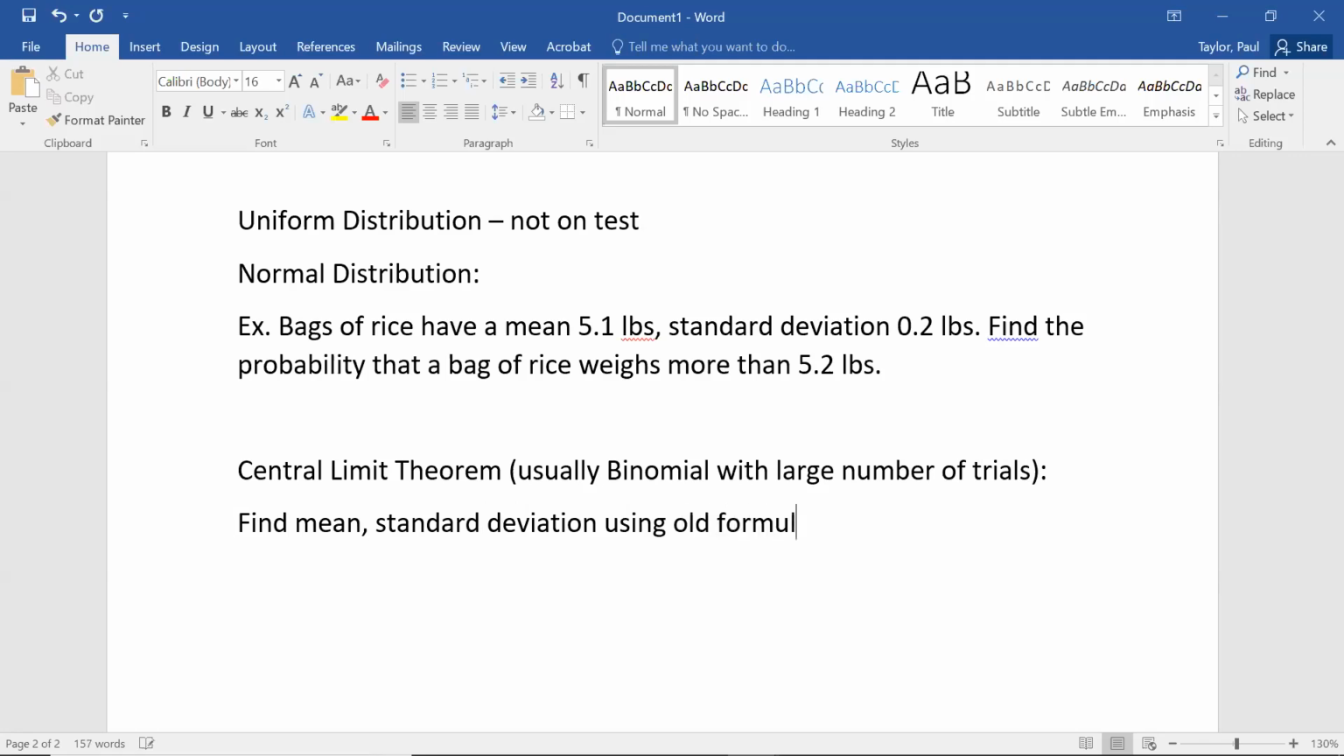So if it's a binomial type setup, you just find the mean using the old binomial formula. It would be like, how many hits do you expect? What's the probability of a hit on a single trial times the number of trials? If something happens a quarter of the time and you do it 1,000 times, you expect a quarter of 1,000. That's 250. So that's your mean, your expected value.